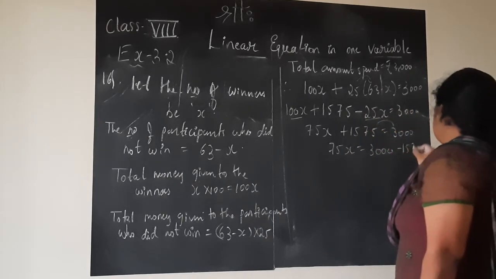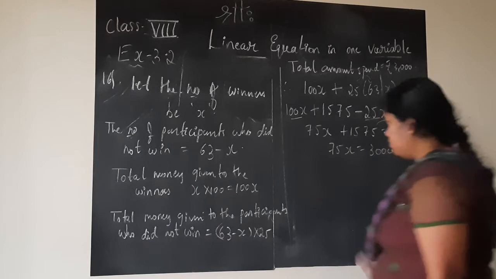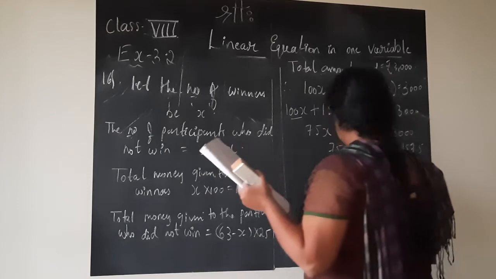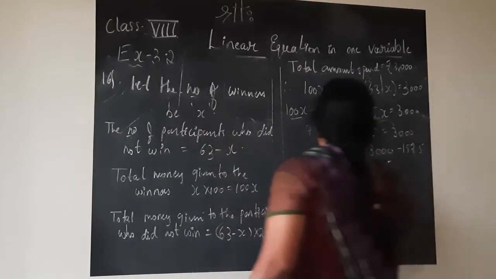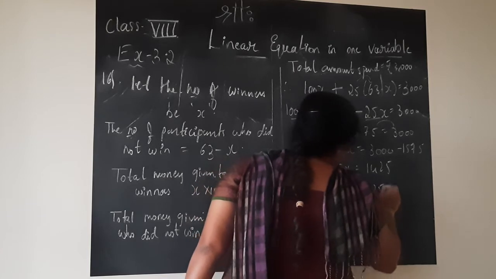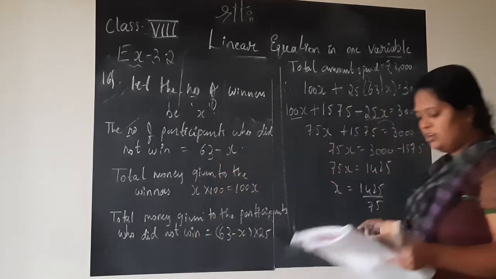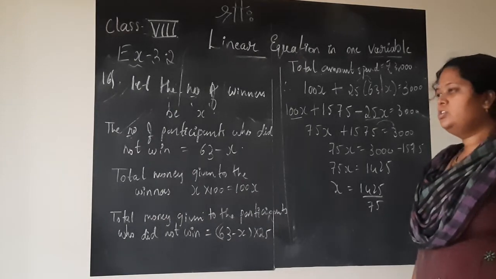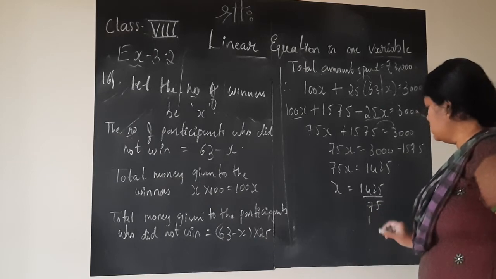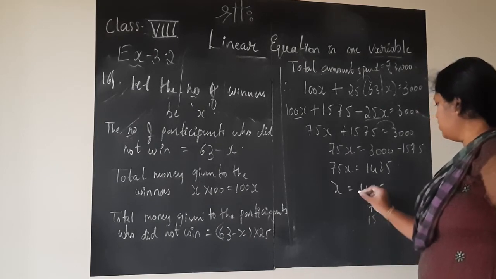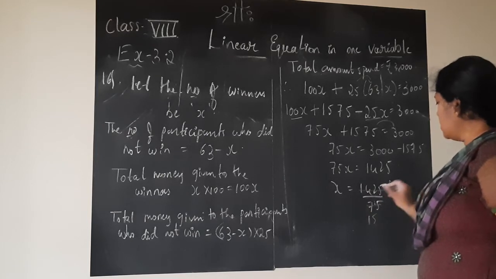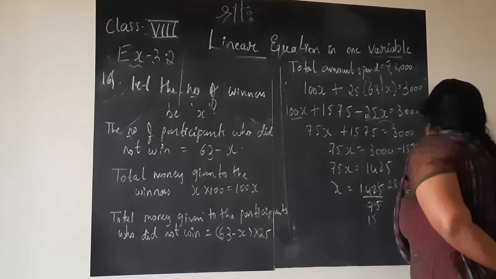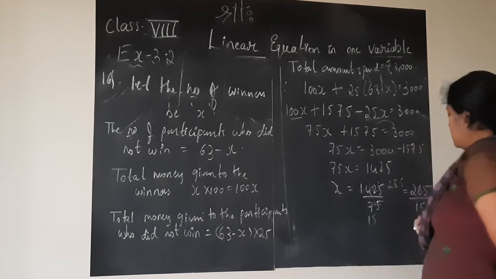So 75x is 3000 plus 1575. When I send it to the other side it becomes minus 1575. So 75x is, when you subtract 1575 from 3000, children, you will get 1425. So x is 1425 divided by 75. So children, with the 5 table, if we do, 5 1s are 5, 2 remaining, 5 5s are 25. Here if I do, 5 2s are 10, 4 remaining, 5 8s are 40, 2 remaining, 5 5s are 25. I got 285 divided by 15.